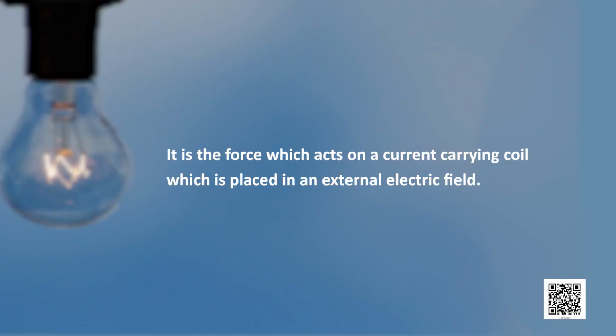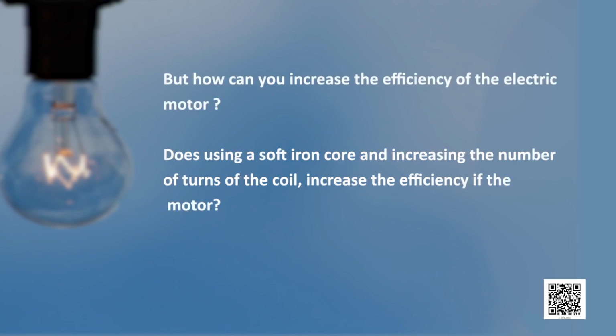Now we know the principle behind the working of a fan, a mixer, washing machine, etc. It is the force which acts on the current carrying coil which is placed in an external magnetic field. But how can you increase the efficiency of the electric motor? Does using a soft iron core and increasing the number of turns in the coil increase the efficiency of the motor? Do try to find out this answer.